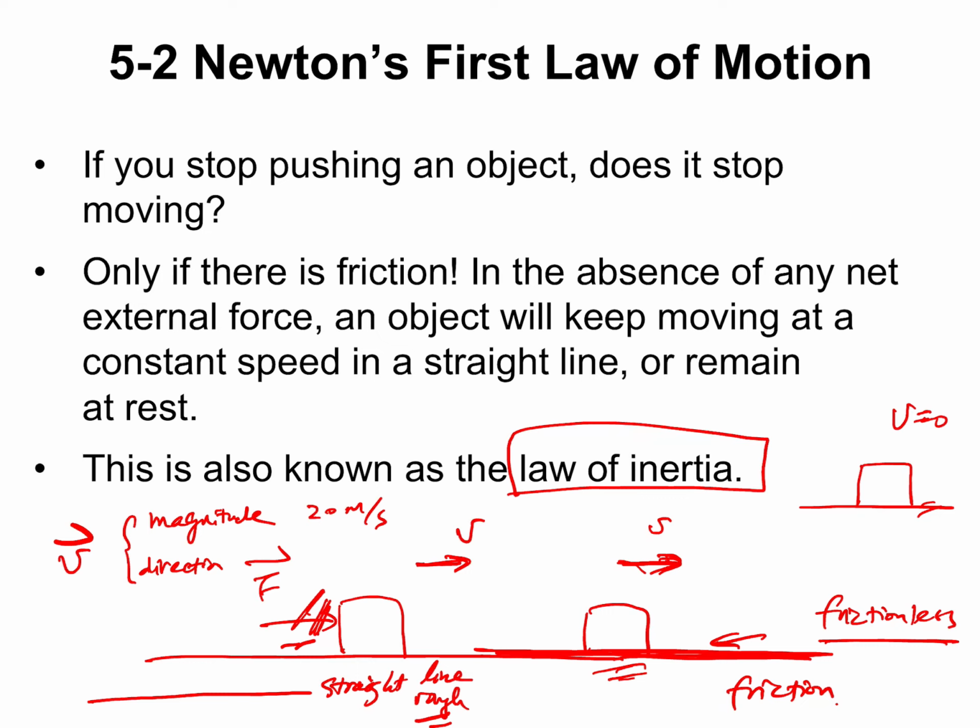Okay, so that's the meaning of constant velocity. And that is law of inertia. That is law of inertia. Okay, so the object will maintain its velocity if there's no other external force applied to the object.